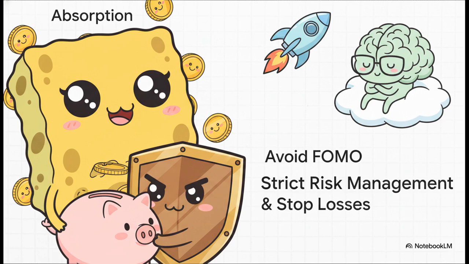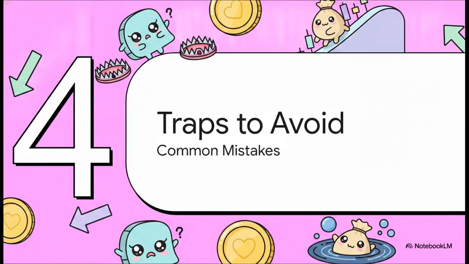And finally, Rule 10, risk management is absolute. You have to use a stop loss and strictly limit your risk to just 1 to 2% of your capital per trade. Literally no exceptions here. Next up is Section 4, traps to avoid, or rather, some very common mistakes.